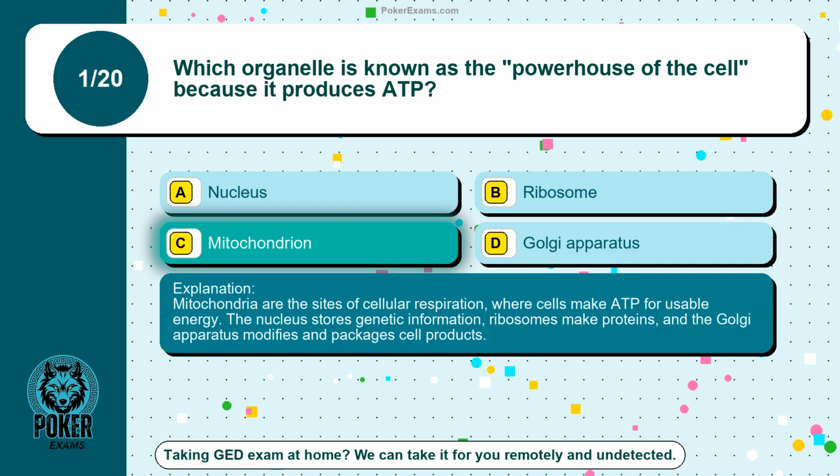Mitochondria are the sites of cellular respiration, where cells make ADP for usable energy. The nucleus stores genetic information, ribosomes make proteins, and the Golgi apparatus modifies and packages cell products.